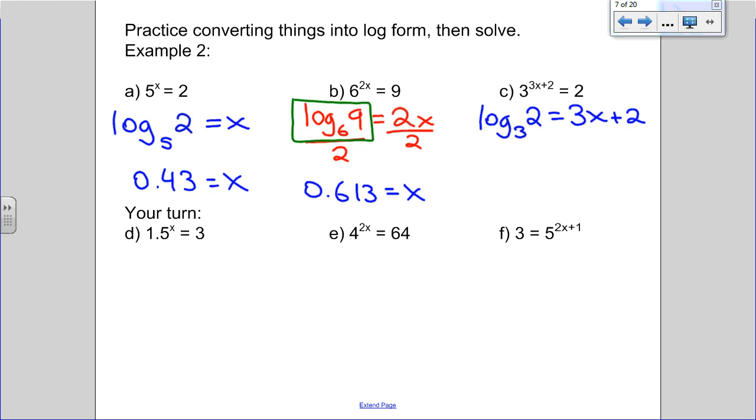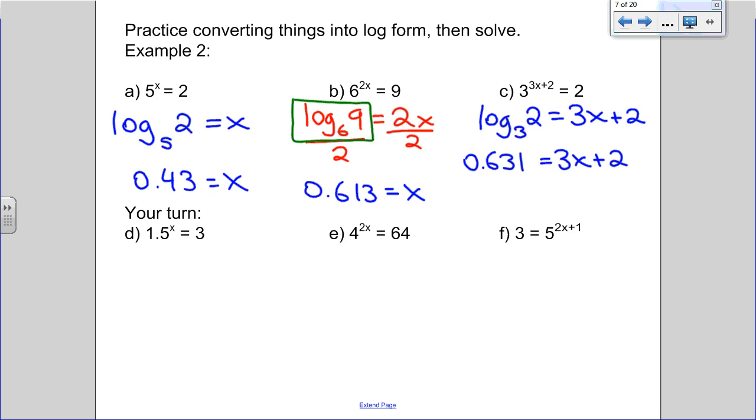I'm going to calculate log base 3 of 2 just to see what happens. So if I go log 2 divided by log 3, I get 0.631 equals 3x plus 2. I put it in my calculator to get that decimal, in case you're wondering. It's a crazy decimal.